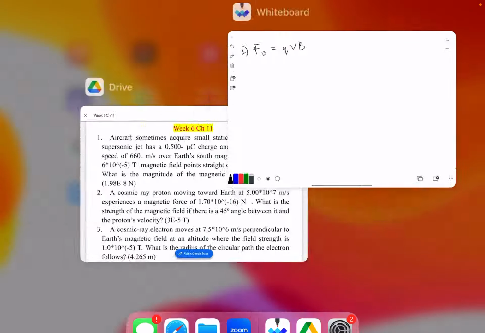So this is our first problem. Q is given, speed is given, and B is given. So you just have to multiply all of them and you will get the answer.